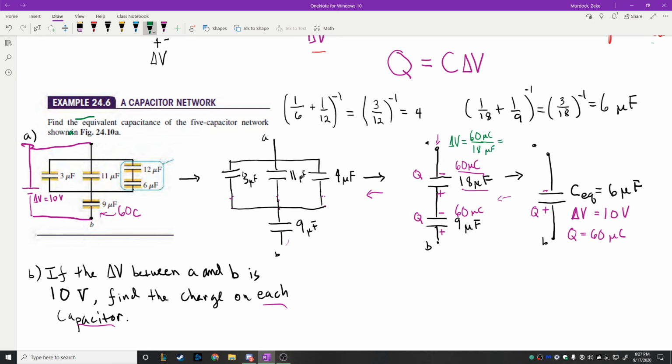See, 6 over 18. Interesting. What's this going to be? So they're both factors of 6, so it's like a 3. And so it's like 10/3, so it's like 3.33, right? Does that sound right to y'all? 3.33 volts? Okay. So now we know that this one is going to have 3.33 volts.